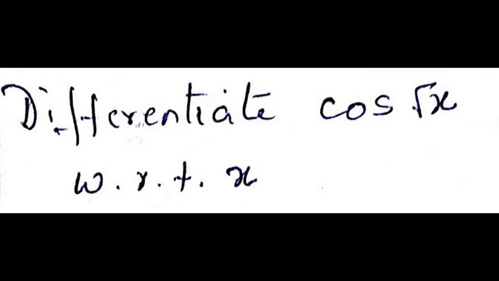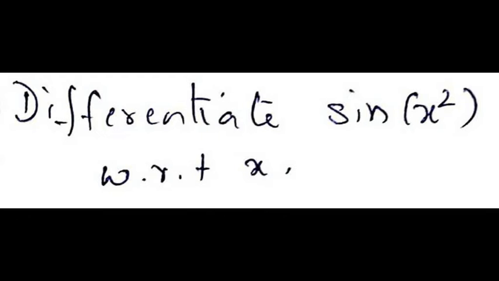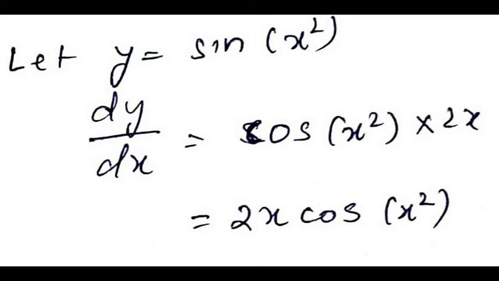Differentiate cos of root x with respect to x. Derivative of cos x is minus sin x, and derivative of root x is 1 upon 2 root x. Therefore, we get the answer minus sin root x divided by 2 root x. Differentiate sin x square. Derivative of sin x is cos x, and derivative of x square is 2x. We get 2x cos x square.